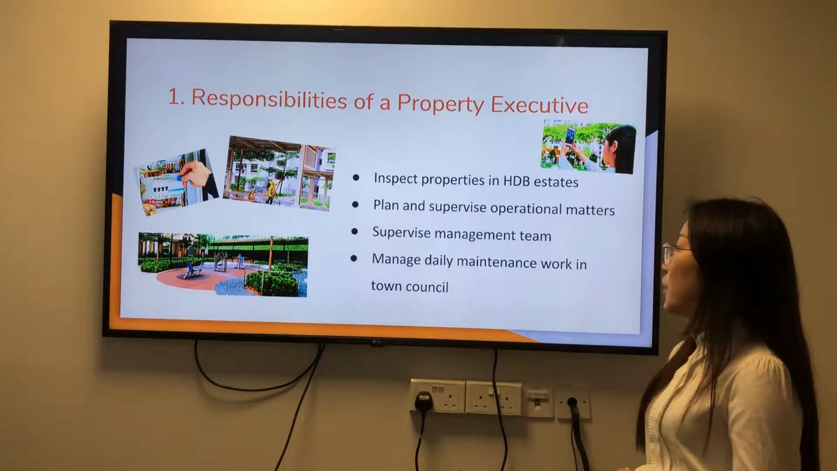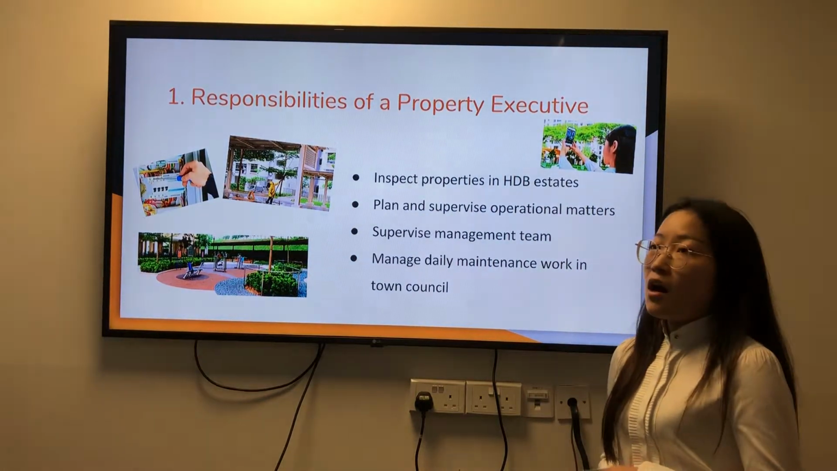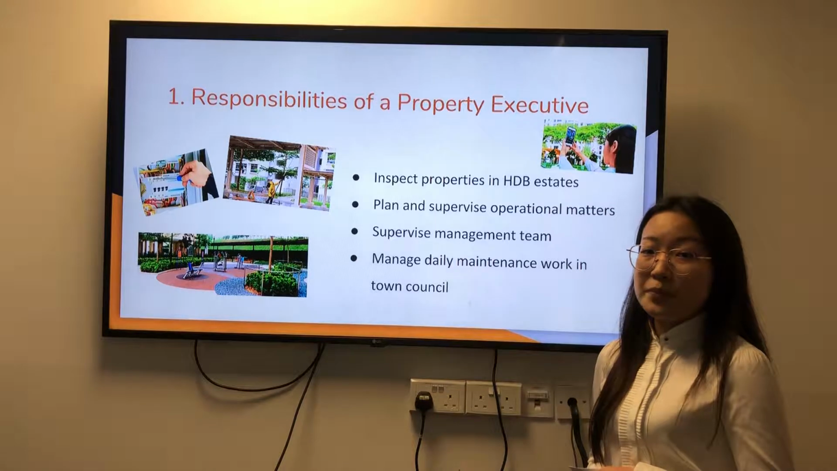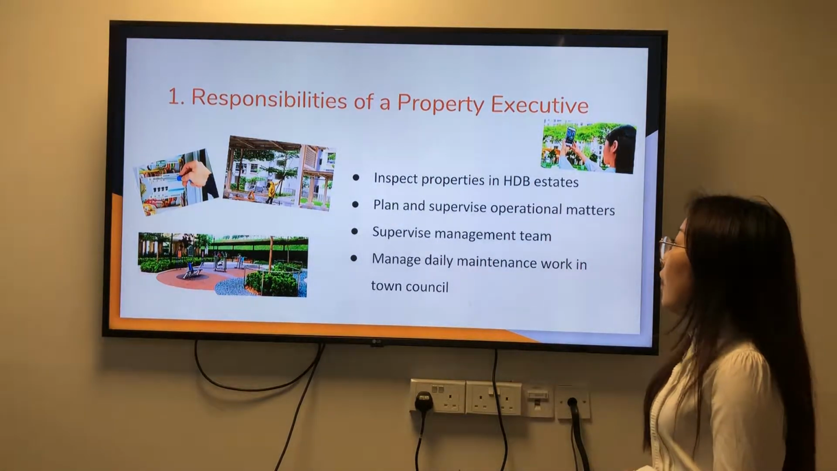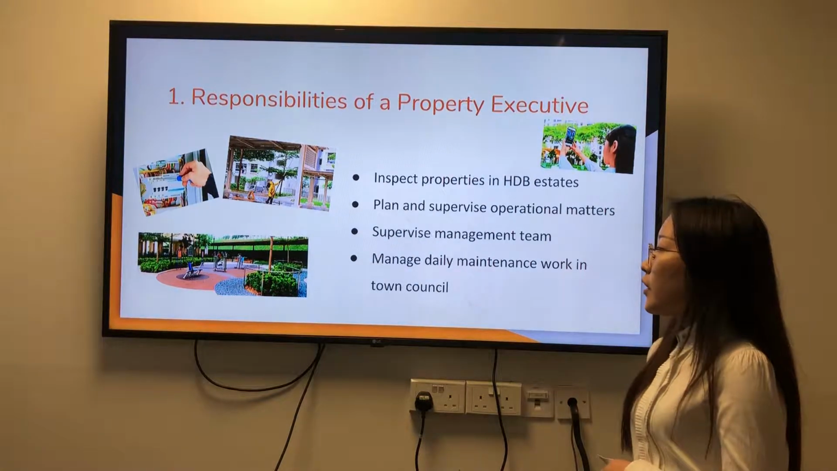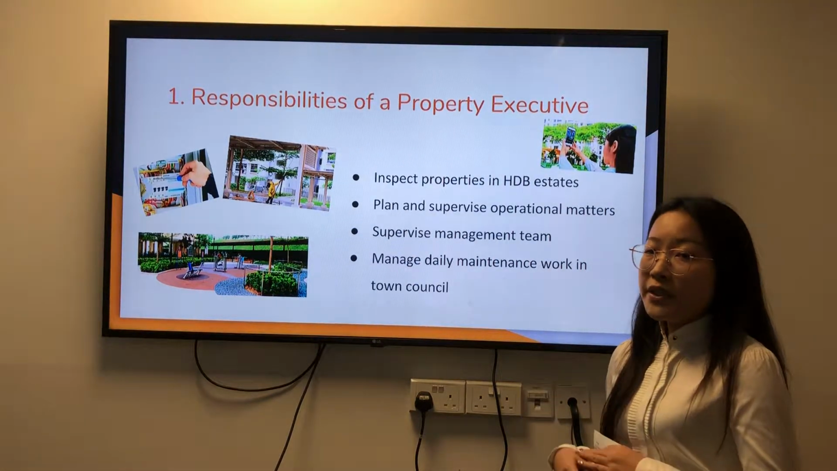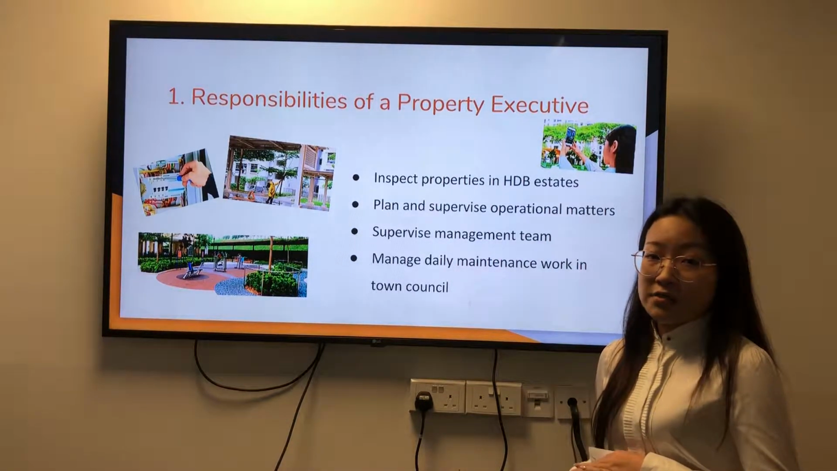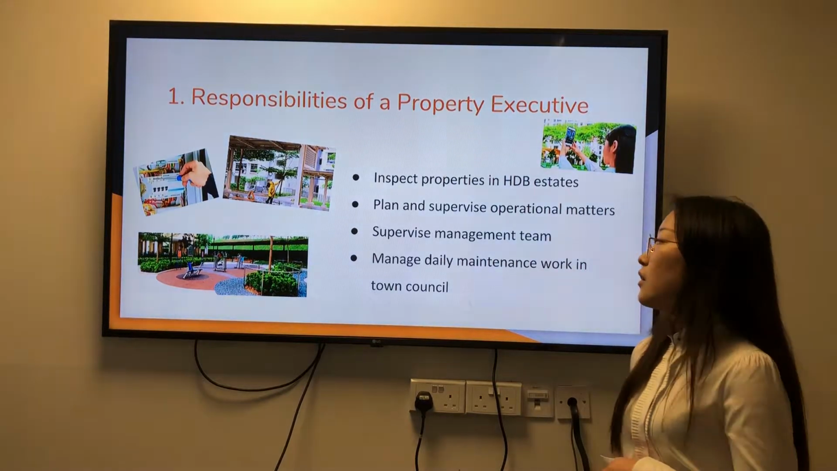Plan and supervise operational matters, for example the preparation of reports and the coordination of matters relating to the management of HDB blocks. A property executive also needs to supervise the management team, because a property executive is responsible for all the personnel in the town council, such as the cleaners and employees in the town council.